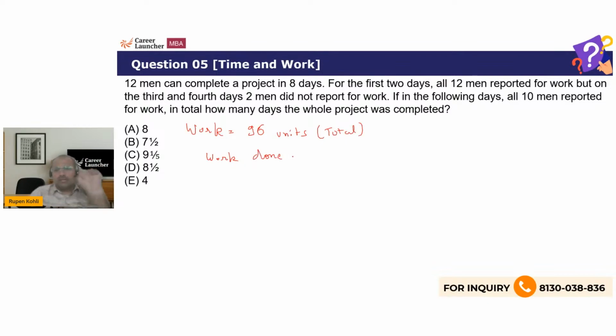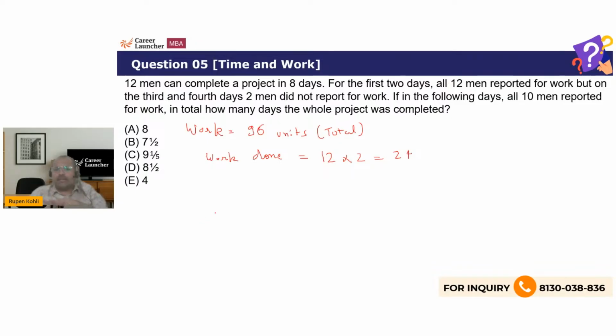Work done. So in 2 days everything was normal, all the 12 men reported. So 12 into 2, 24 man day work was done so far. So what is the remaining work? Simple, 96 minus 24, 72 is remaining. But on the third and fourth days, 2 men did not report for work. Wait a second, let me go back on this. Let me first ensure, okay, 2 more days, what happens? Yeah. On the third and fourth, the 2 men did not report.